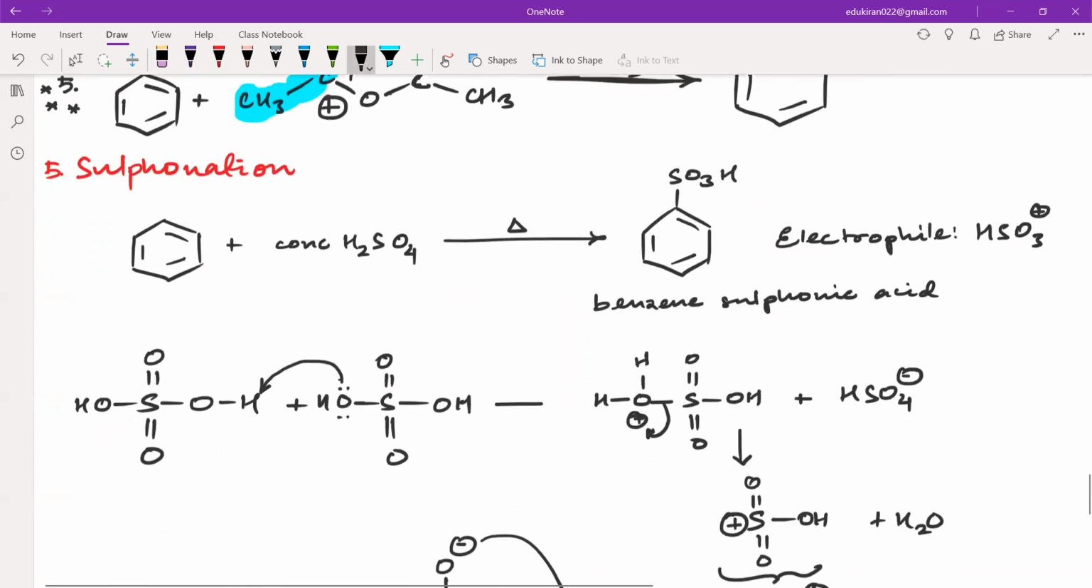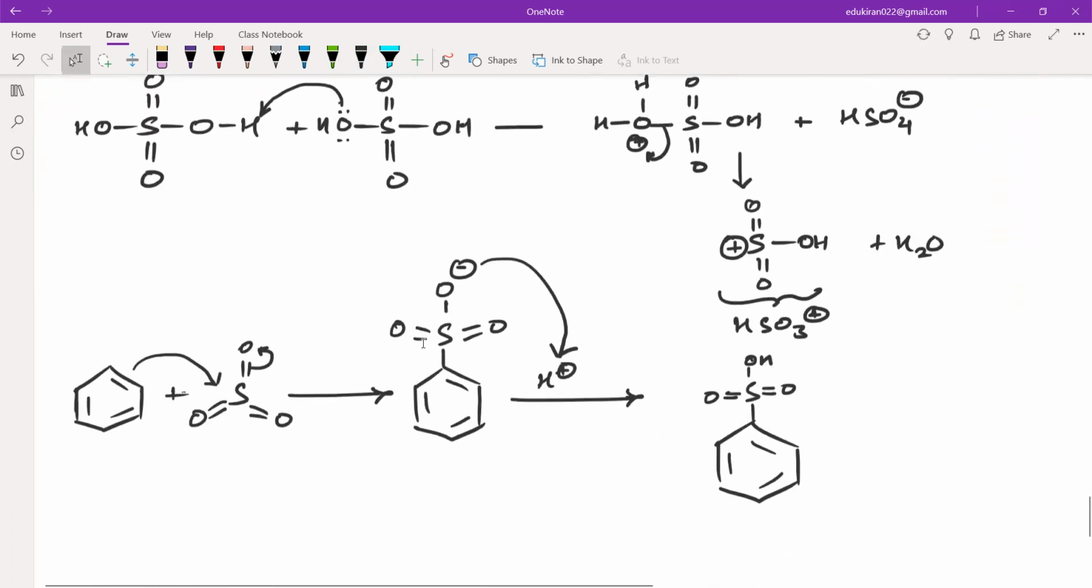So for the electrophile, you can write SO3 positive, or SO3 is the electrophile. Nowadays SO3 is more accepted. So if you have an MCQ, then you will write SO3. If you don't have an MCQ, then you will write both of them. Is that clear? Yes or no? Tell me. Yes, sir. Okay, so that is the generation of the electrophile.